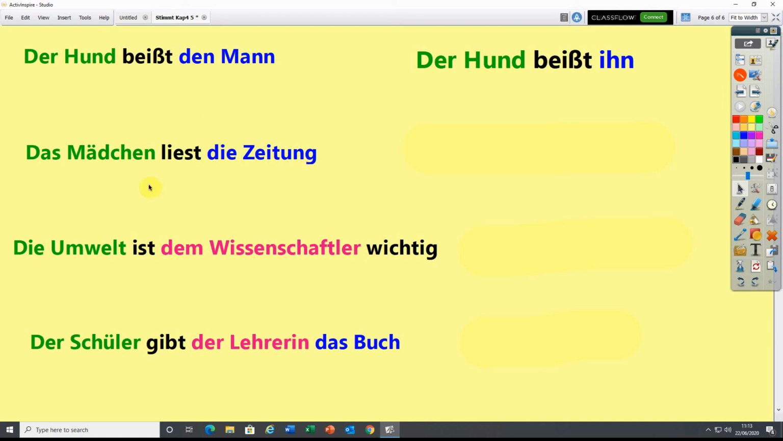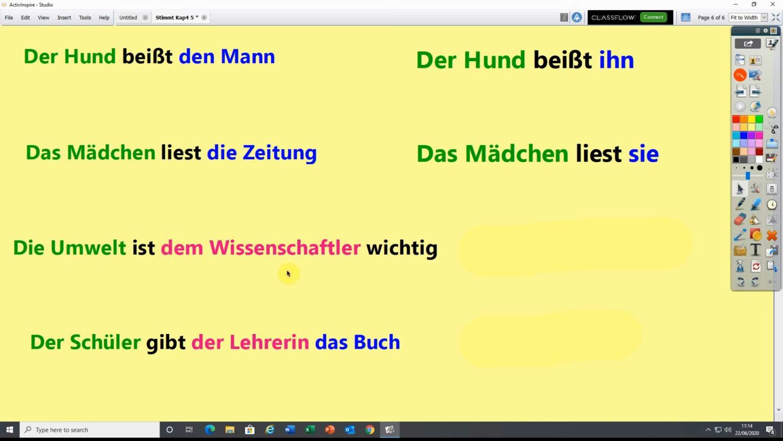Right, the girl is reading the newspaper. Das Mädchen liest die Zeitung. Have you seen the newspaper? Yes, the girl is reading it. How would I say it? Well, it's die Zeitung, so I would say sie. Das Mädchen liest sie. This is an accusative case pronoun. I've used the feminine one because Zeitung is feminine. Even though it's not a person, we wouldn't say the girl is reading her in English. It's a feminine noun, so we need the feminine pronoun. The girl is reading it. Das Mädchen liest sie.